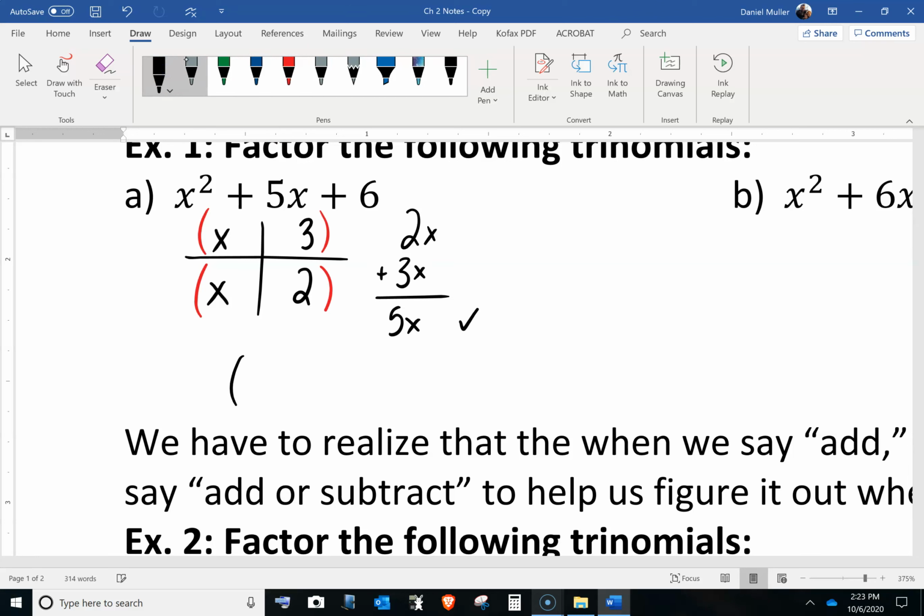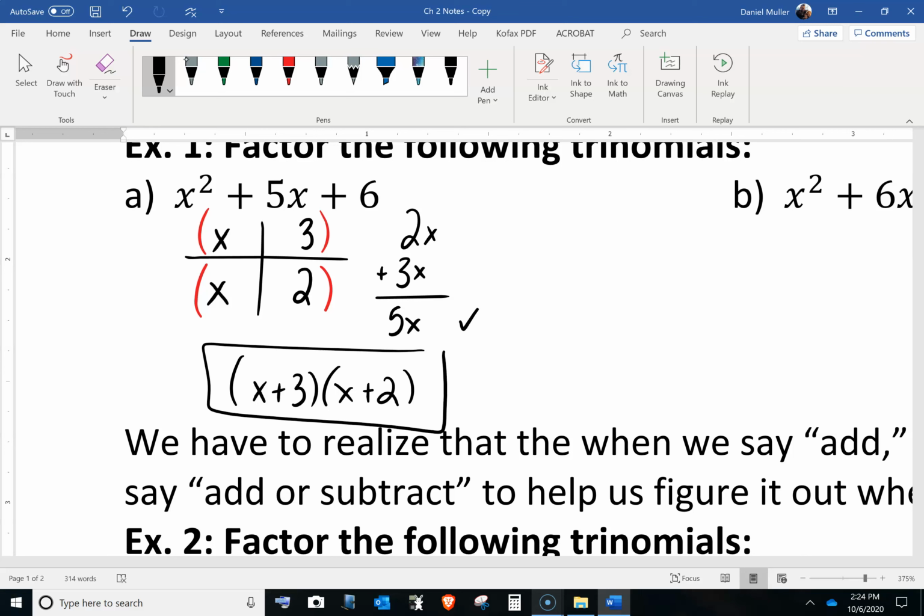There's an x, there's no symbol here, so it's going to be x plus 3. And then the other one's an x, there's no symbol there, plus 2. This is fully factored. I have now factored this thing. Now, that's where you stop.